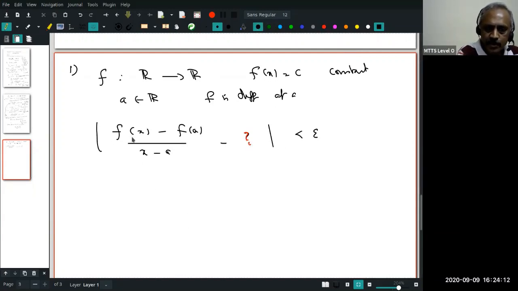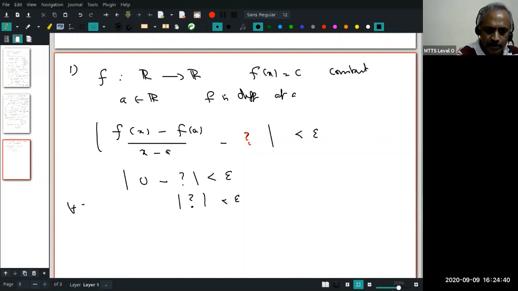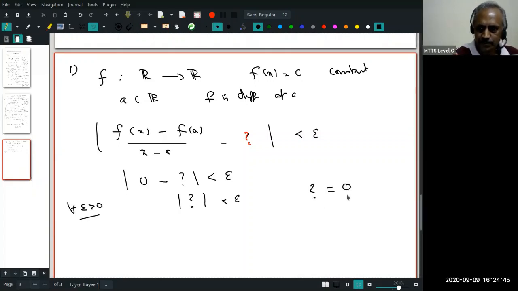Now, what is f of x? f is a constant, therefore f of x is c. f of a is also c. Therefore, this is c minus c by x minus a. Therefore, this is 0 minus something. I want this to be less than epsilon. So, what should be my number here? Whatever epsilon you give me, this object should be less than epsilon, and this should be true for every epsilon positive. Therefore, what should be this question mark? It should be 0. How many of you understand?